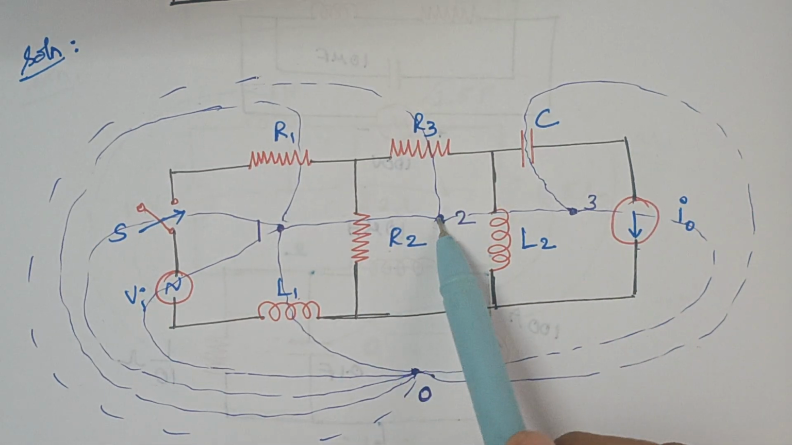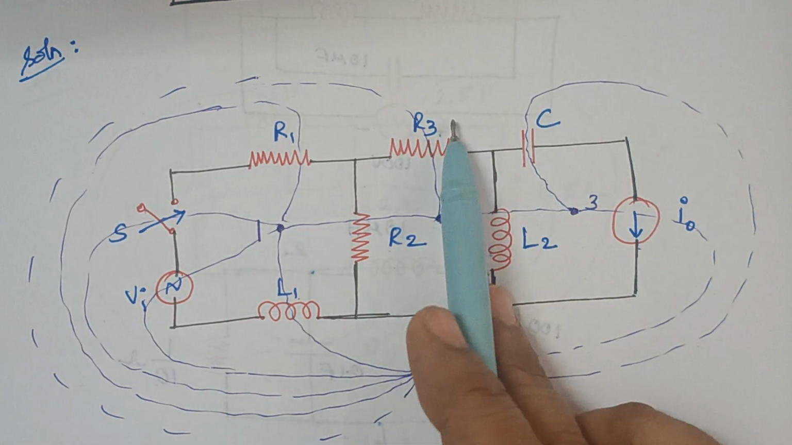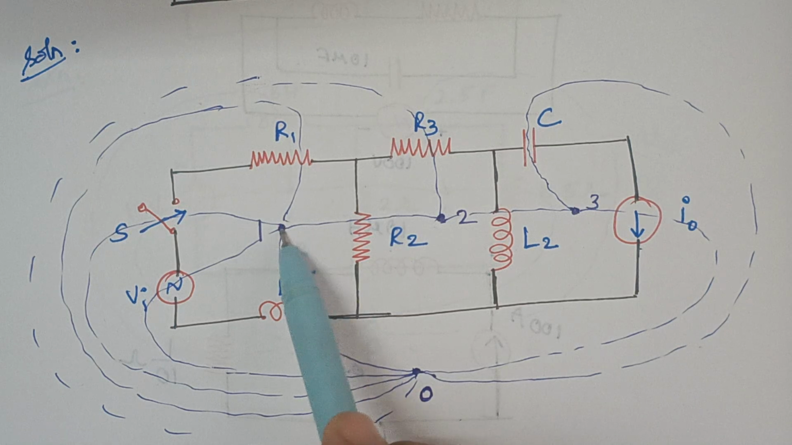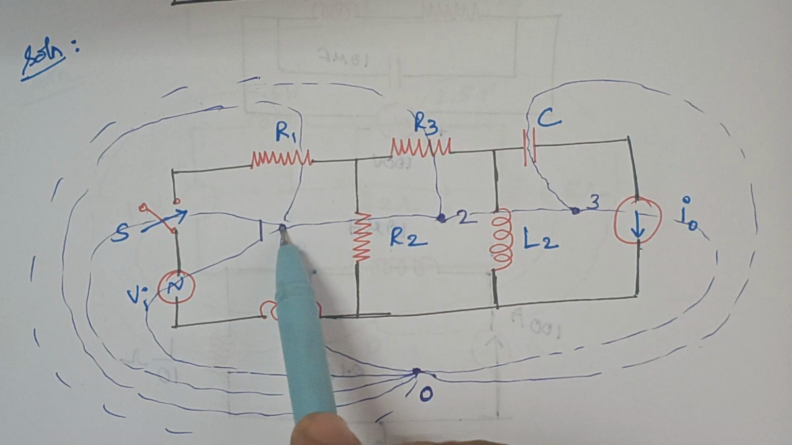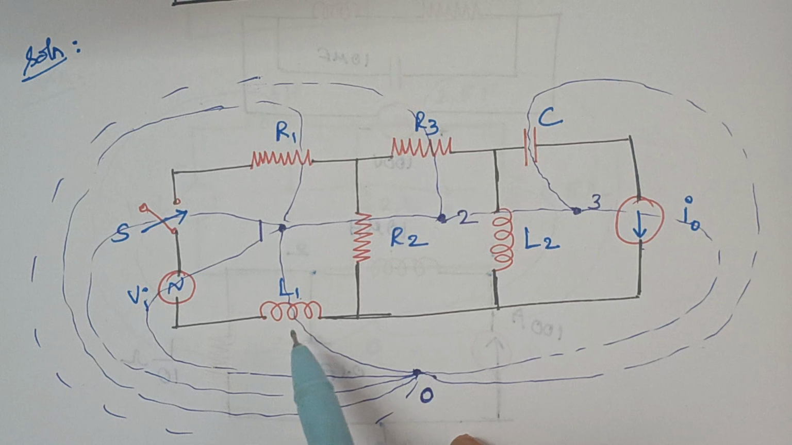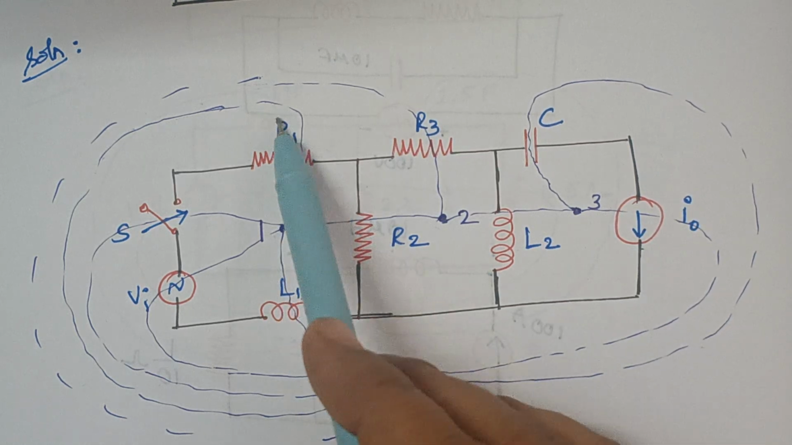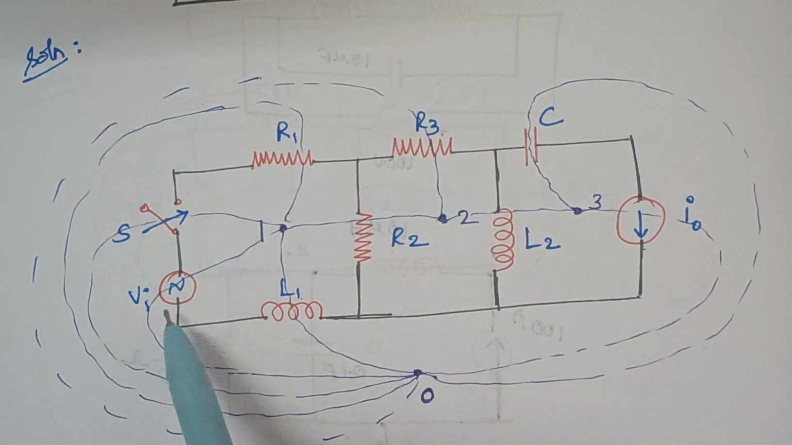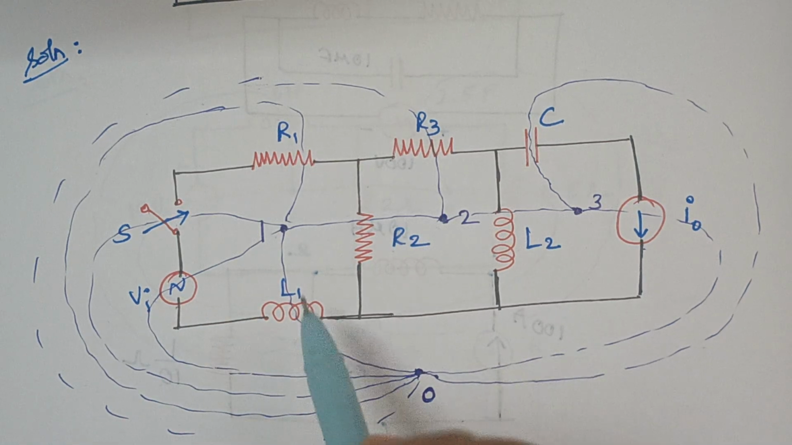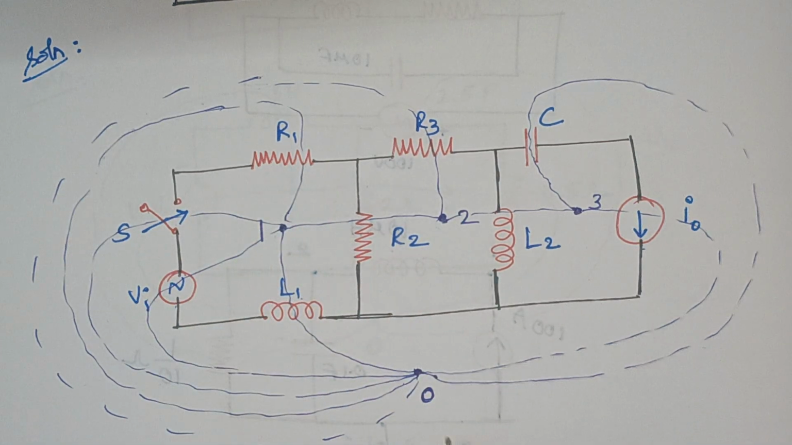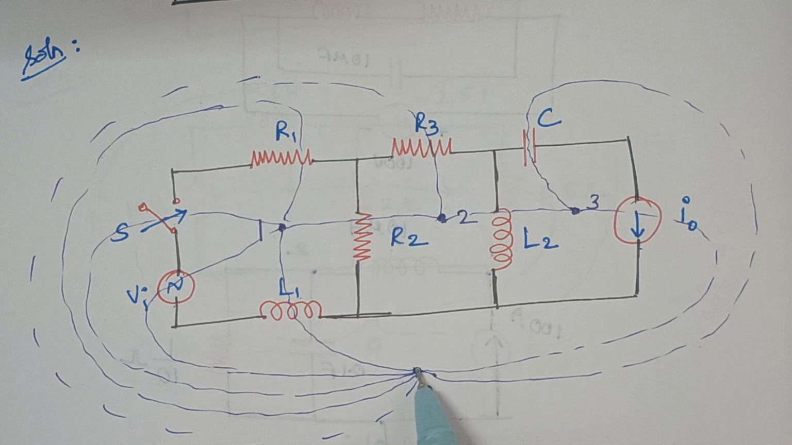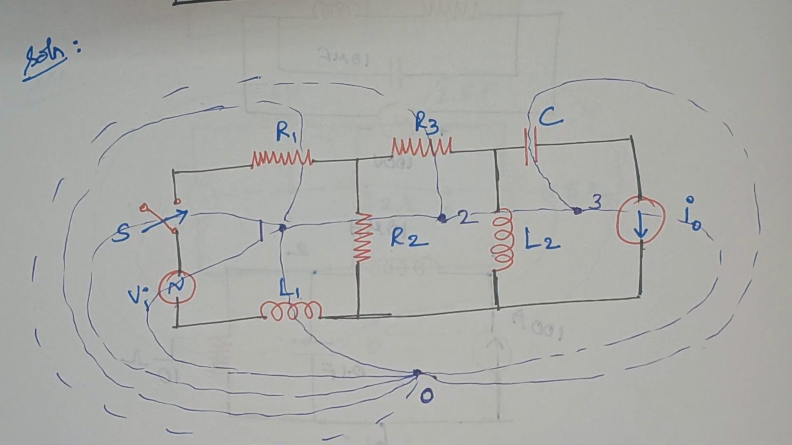And here again node 2 is connected to the reference node by R3 and similarly you see node 1, it has many elements within it, that is loop 1 has many elements. So you see this resistor R1, this switch, this input voltage source and this L1, all these 4 elements are connected to this reference node. Right. So this is your next step.